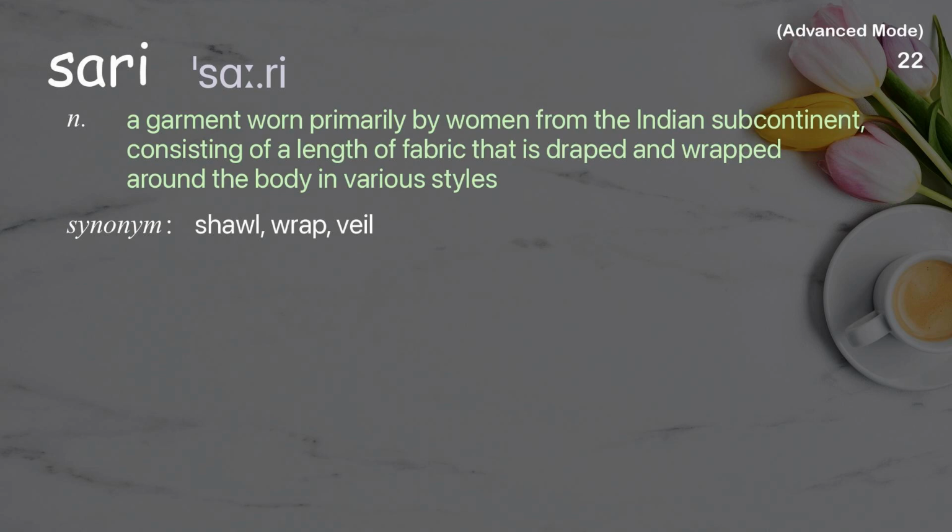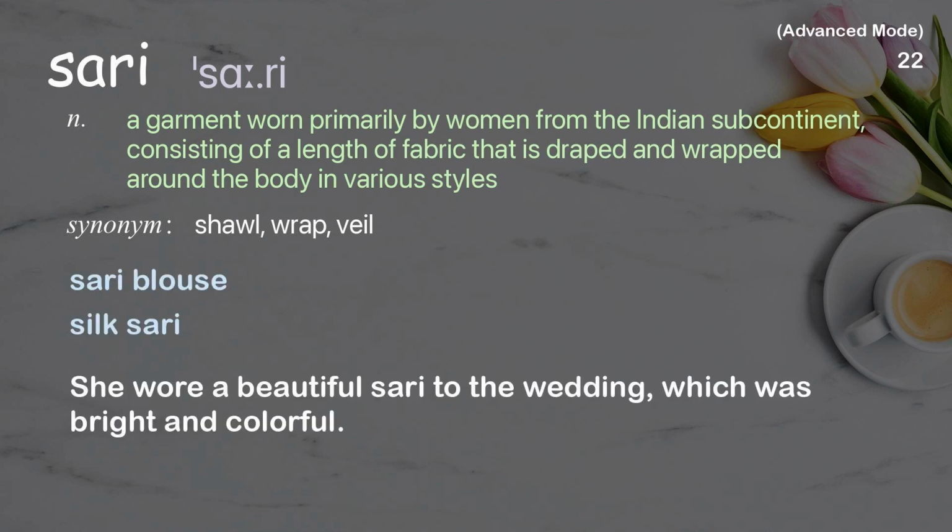Sari. A garment worn primarily by women from the Indian subcontinent, consisting of a length of fabric that is draped and wrapped around the body in various styles. Examples: Sari blouse. Silk sari. She wore a beautiful sari to the wedding, which was bright and colorful.